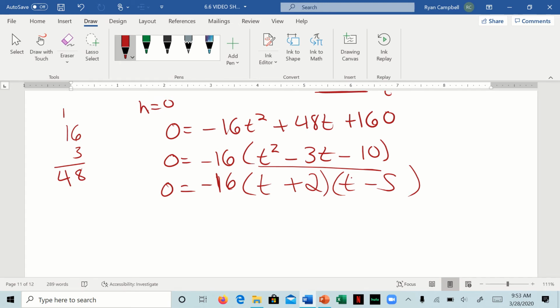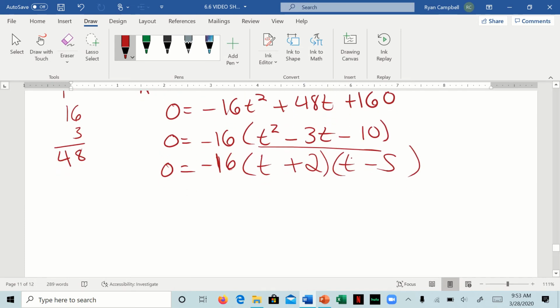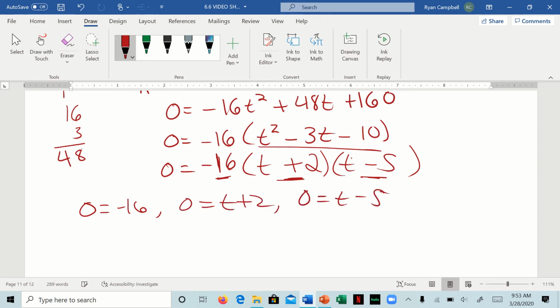All right, so from here, there's a couple ways we can think about this. So we have 3 different terms. So you could just set all 3 terms equal to 0. So you can make 0 equal negative 16, 0 equal t plus 2, 0 equal t minus 5. That's totally okay. And as you can see, that's impossible. 0 can't equal negative 16. So we're left with the other 2.